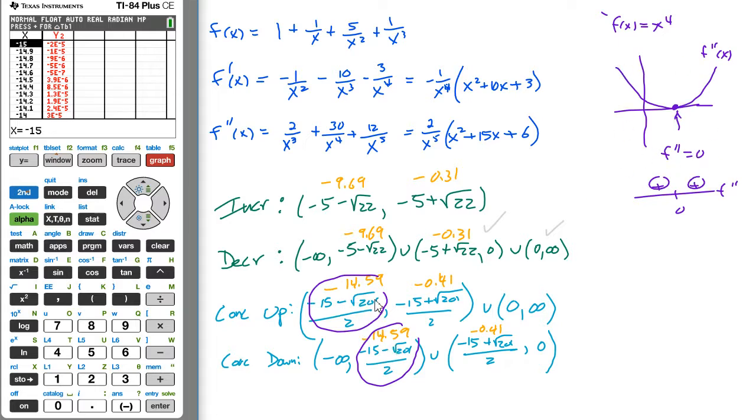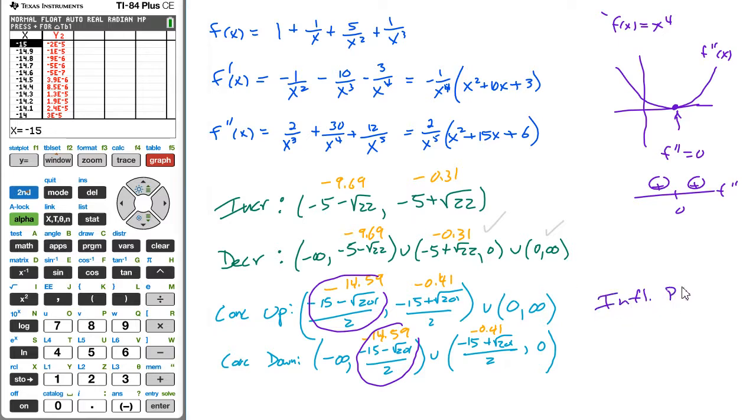So for an inflection point, just remember, f double prime of x must change sign. Okay? It's not enough to just prove that it's 0. You have to show that it changes sign on each side of that 0. Okay, that's it. So we've analyzed this function very completely. All right, there we go.